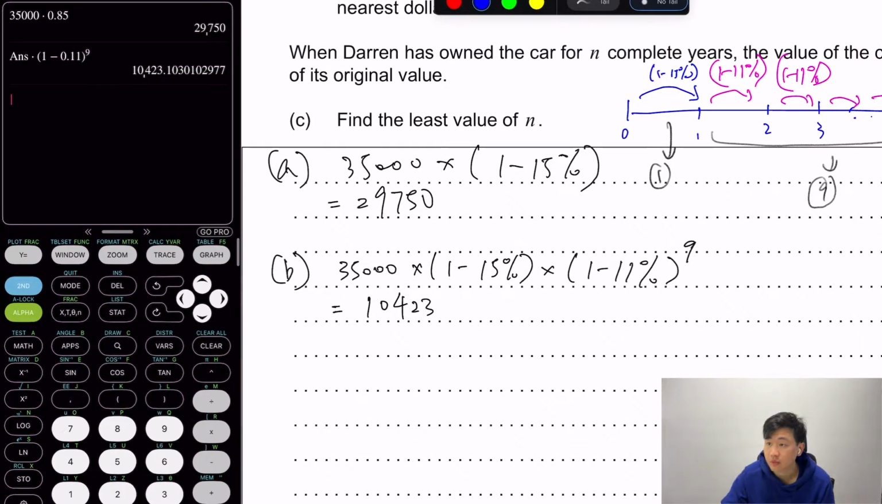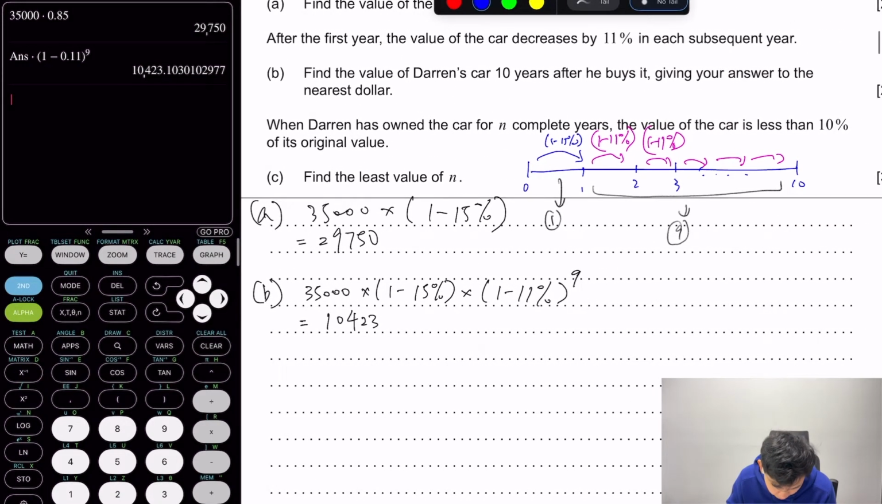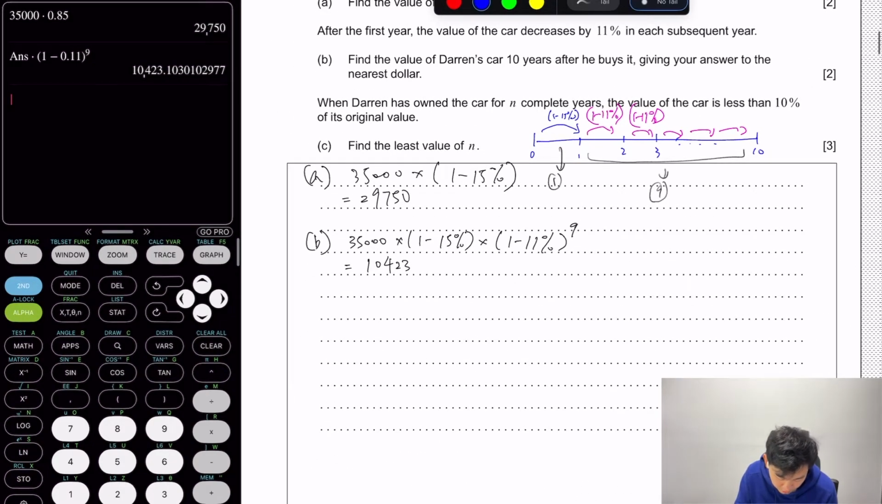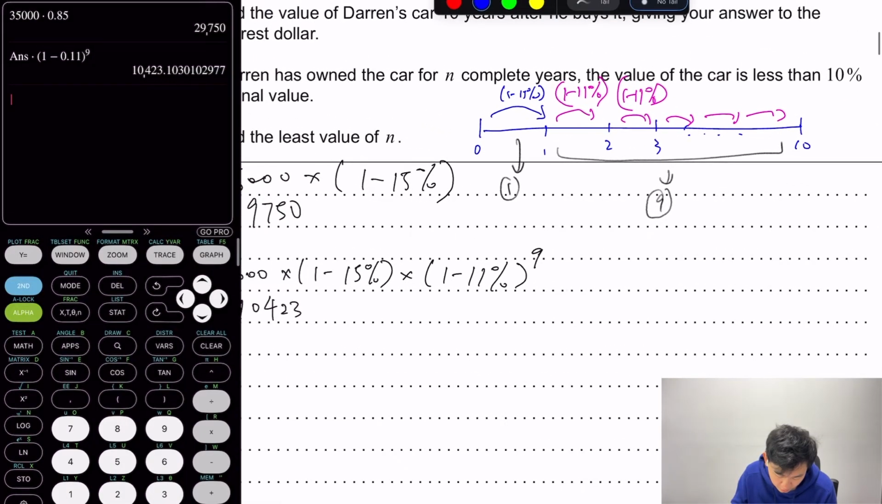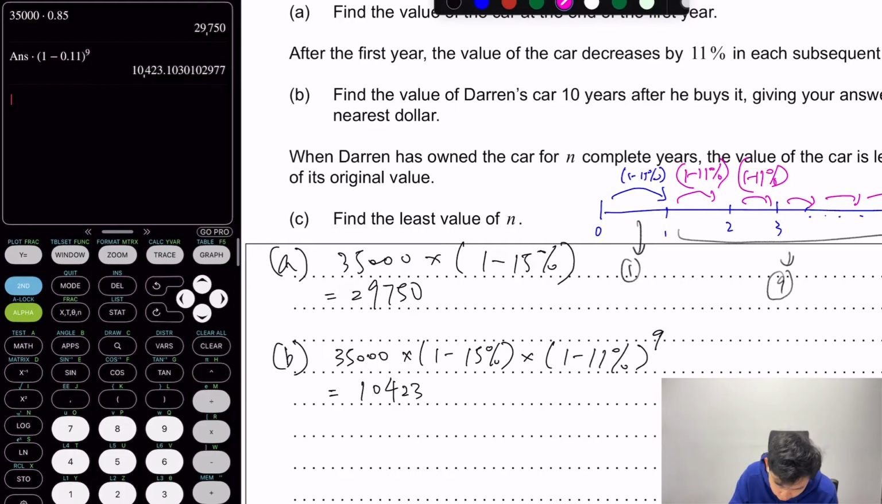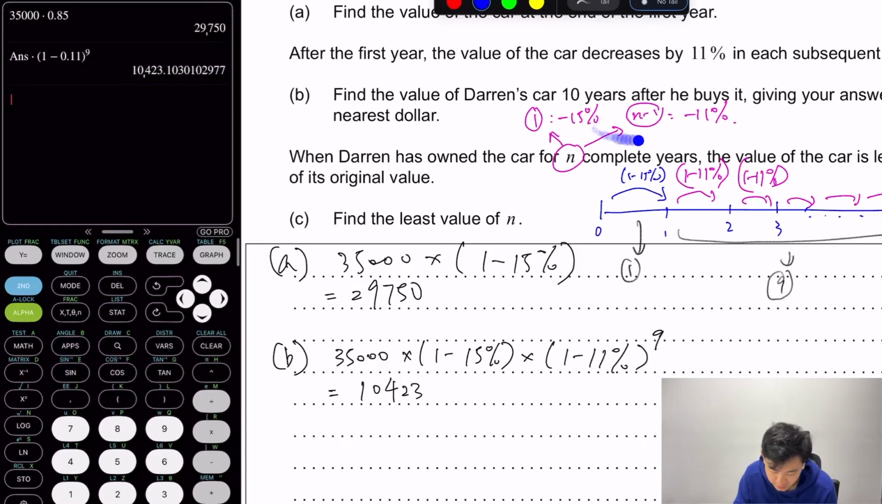Okay, so then the next one is part C. When Darren wants to own the car for n complete years, the value of the car is less than 10% of its original value. So now the thing is, again, out of the n years, think a little bit, only the first year is decreased by 15%, right? For the rest of the years, that means you're going to have n minus 1 years experiencing minus 11%, okay? So bear this in mind. So instead we use n minus 1 as the power, okay?